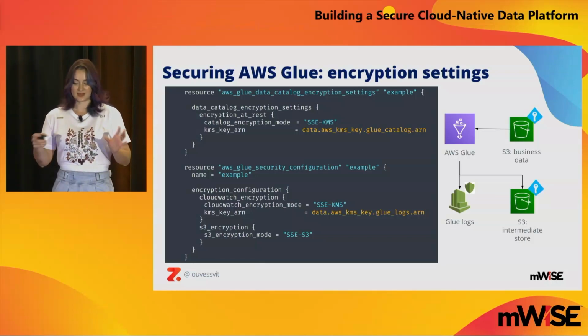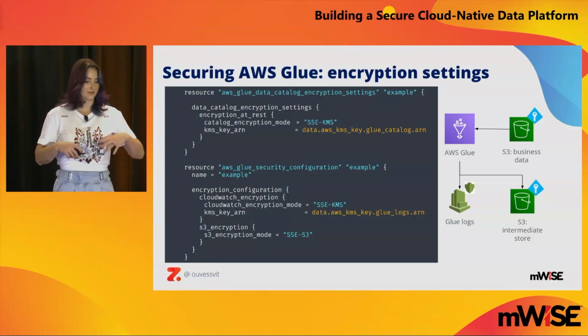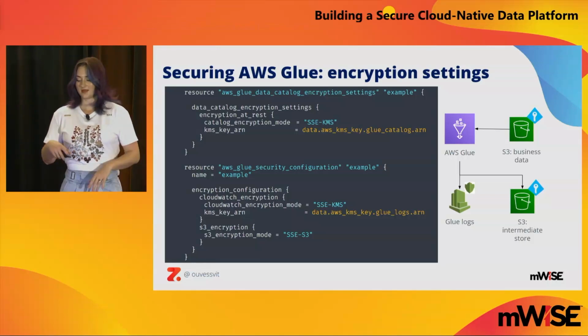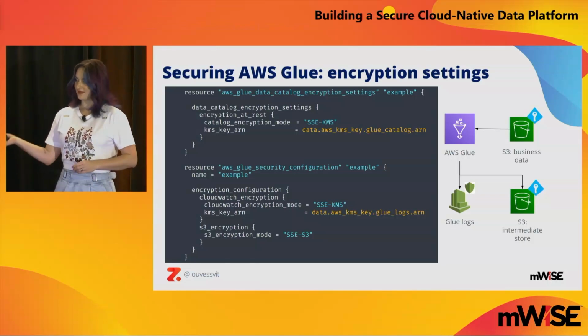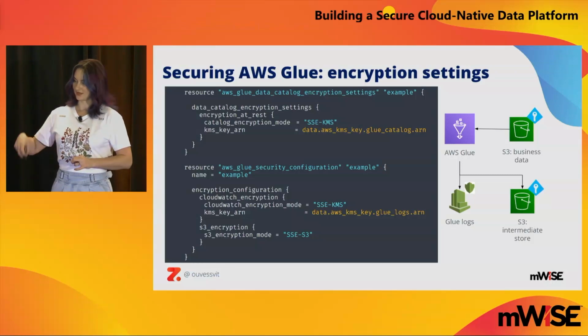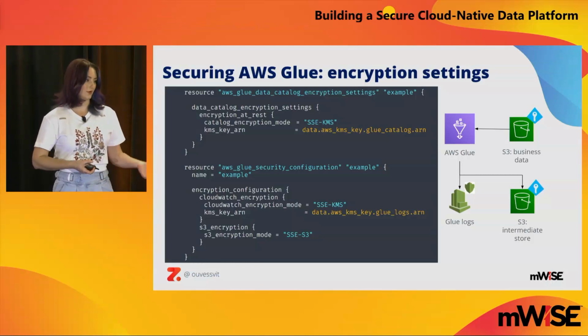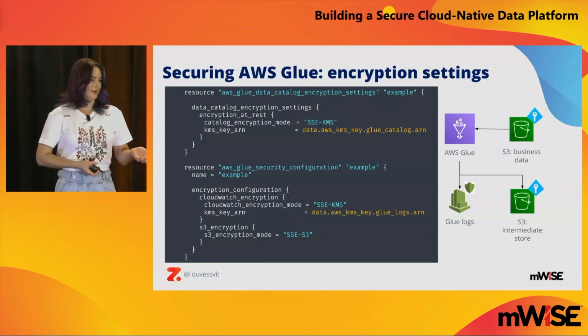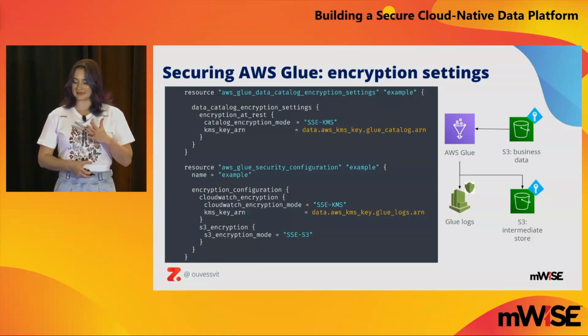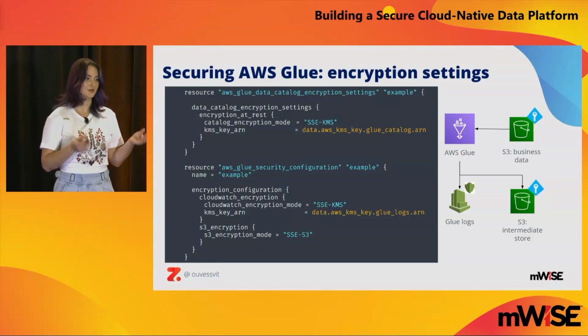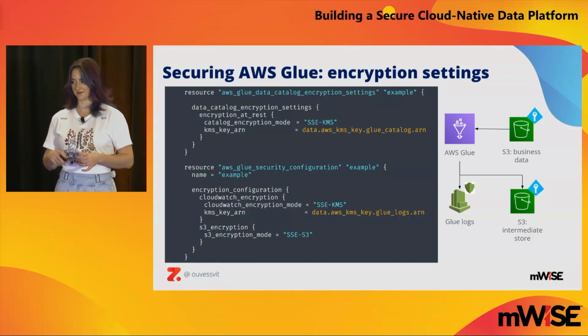And you can enable encryption in different places, like 3 components here. You have your business data in S3, you need to enable encryption there. You have an intermediate store in S3 again for Glue itself, for the catalog, so you enable encryption of the catalog. And then the Glue logs. Why do we bother encrypting and protecting logs specifically? Well, with data analytics, your logs will contain sensitive data.